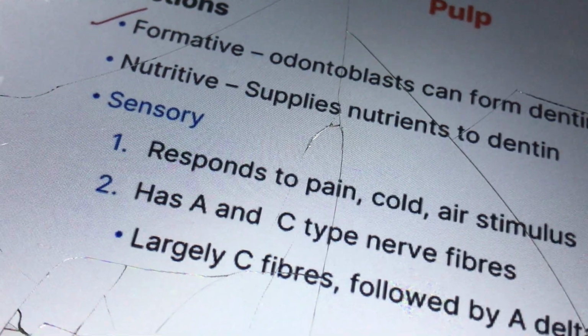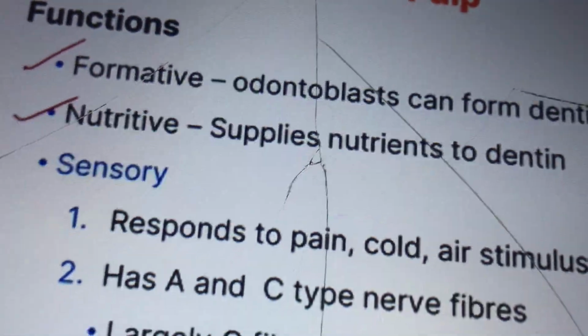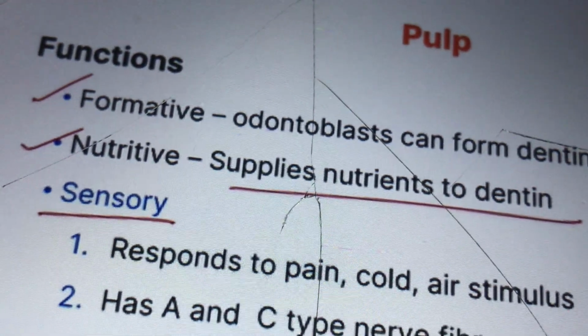So the pulp tissue has odontoblasts, which are the dentine forming cells. The other functions of the pulp is your nutritive function because it supplies nutrients to the dentine. And you have your sensory functions.